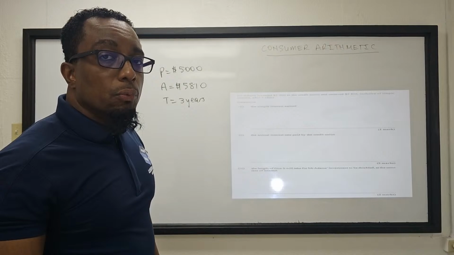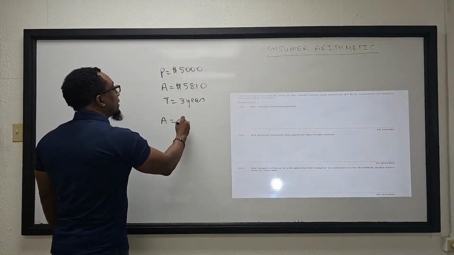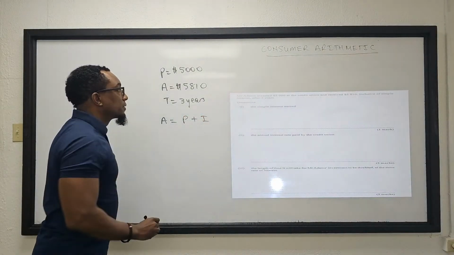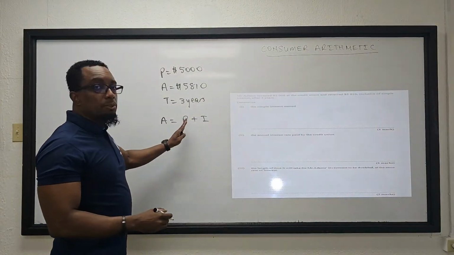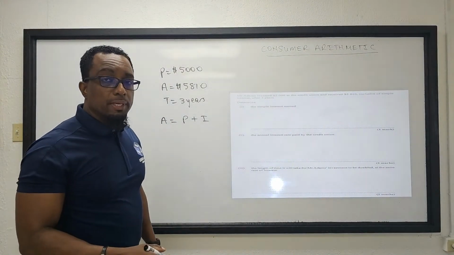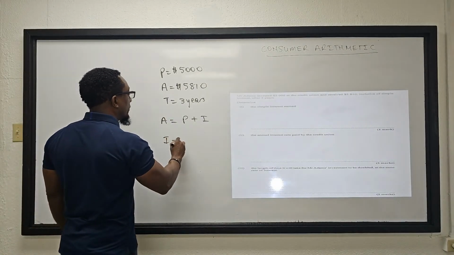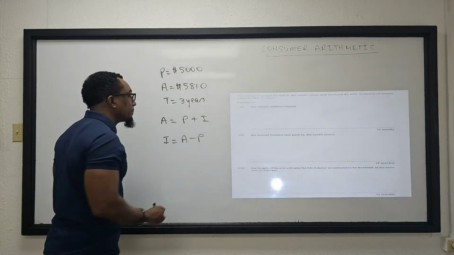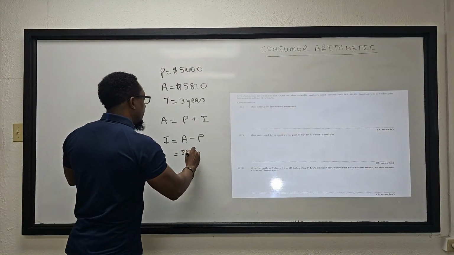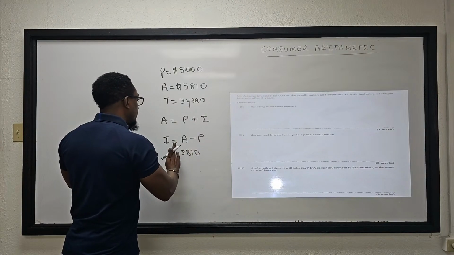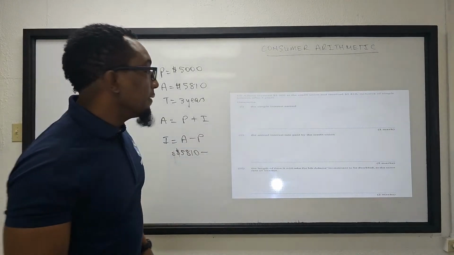Yeah? So we know that the amount of borrowing is equal to the principal plus the interest. So we have to determine what is the interest. All we have to do is to subtract the principal from the amount of borrowing. So we're going to subtract P from both sides to get the interest by itself, which is equal to A subtract P. So A, of course, will be $5,810. Subtract the principal, which is $5,000.